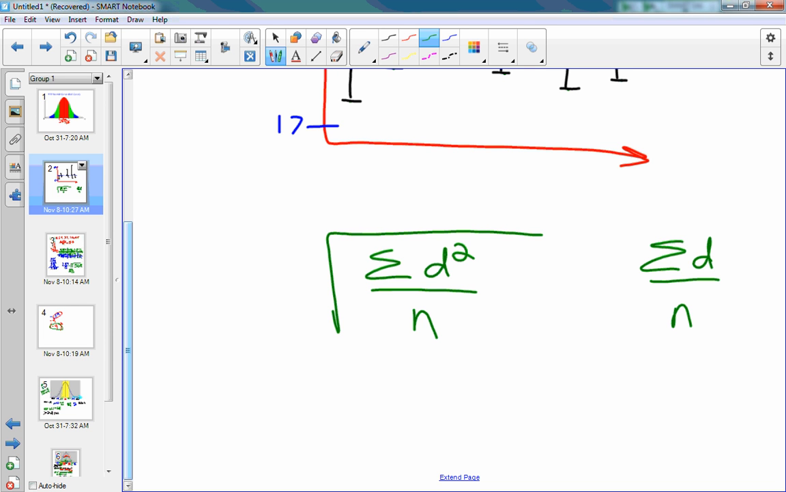Isn't that what it should be if it's average? Why the squared and why the square root? Get rid of the negatives? Yeah, good. To get rid of the negatives.